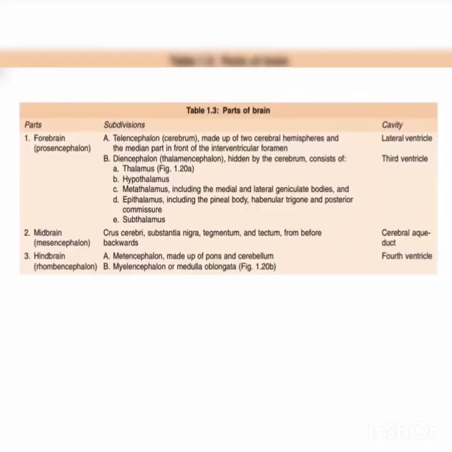Okay, now we will quickly see different parts of the brain. So brain can be divided into three parts: the forebrain, midbrain and hindbrain. That is prosencephalon, mesencephalon and rhombencephalon. The forebrain has two parts, the telencephalon and the diencephalon. Telencephalon is mainly made up of cerebral hemisphere and the interventricular foramen.